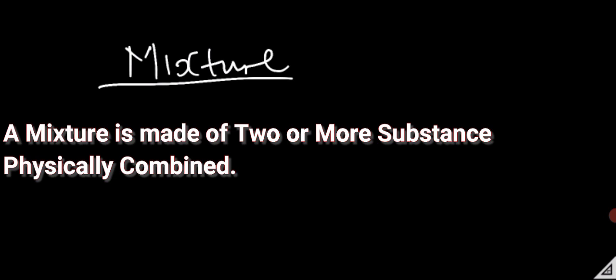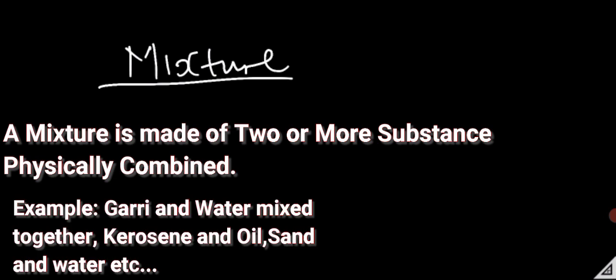And in this process, what results is called what? A mixture. It's called what? A mixture. An example of a mixture is garri inside water. Another example of a mixture is oil on top of kerosene. It's not a compound, it's a mixture because there is no reaction involved. Another example of a mixture is when I pour sand inside water. It's a mixture. Are you getting it?